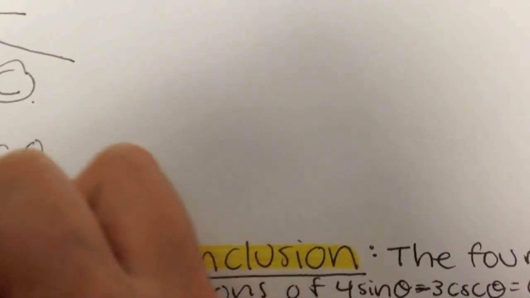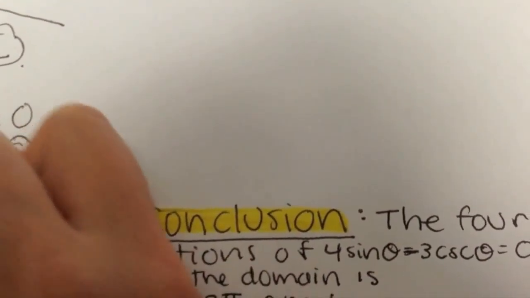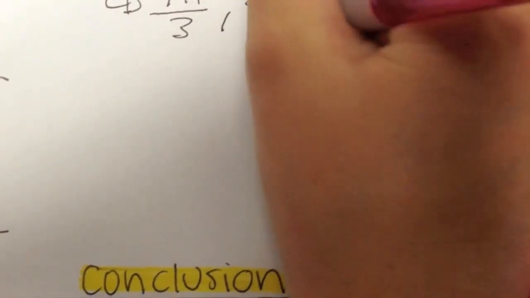Theta equals 240. And in order to find the second negative answer, you subtract 60 from 360, which gives you 300 degrees. Since the domain is in radians, you convert these two angles to radians as well, which is 4 pi over 3 and 5 pi over 3.